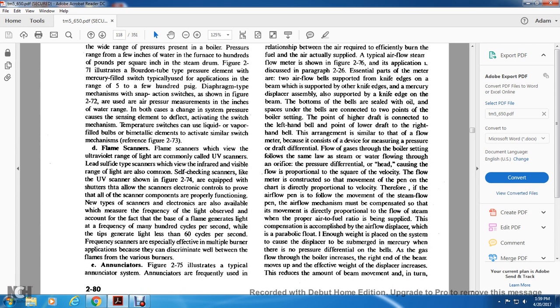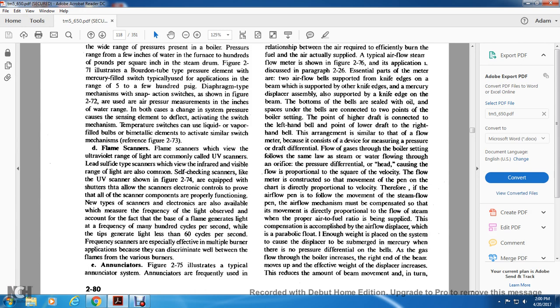Flame scanners, which view the ultraviolet range of light, are commonly called UV scanners. Sulfide type scanners view the infrared visible range of light. Also common are self-checking scanners like the UV scanners shown in figure 274, equipped with a shutter that allows the scanners to be electronically controlled to prove that all the scanner components are properly functioning.